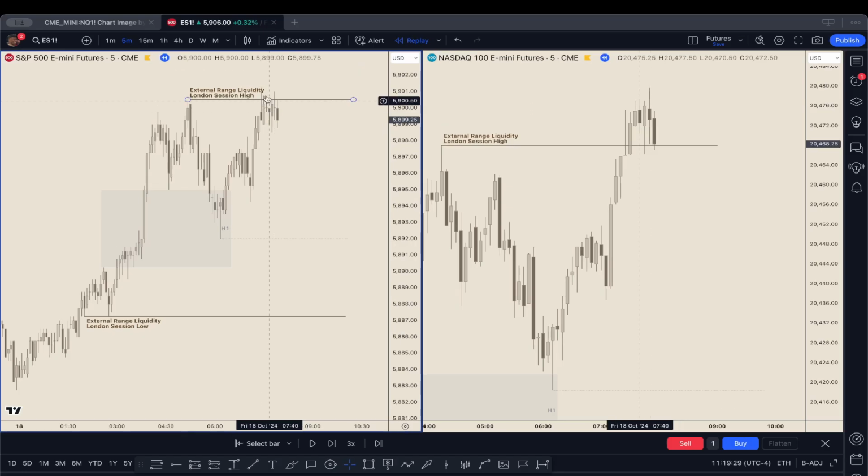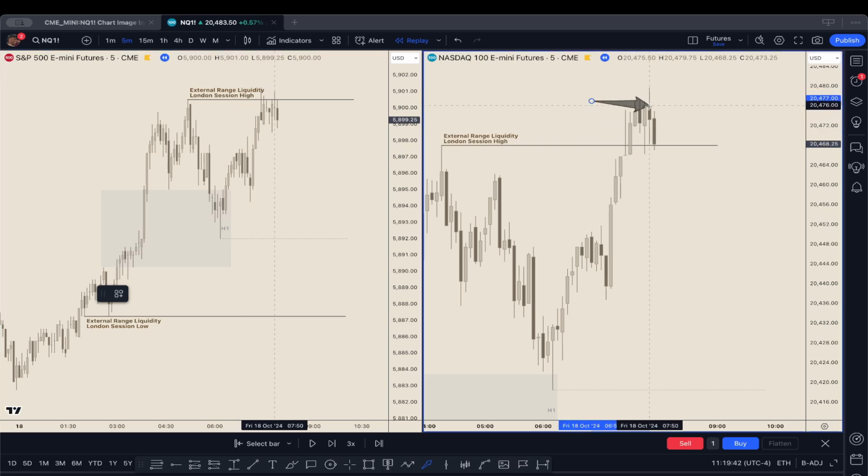All right, so here on the 5-minute, you can see how S&P is just chopping around right underneath London session high, whereas NQ or NASDAQ has actually broken above and started to retest the level, right? So it's around 8 o'clock right here. So I'm going to just hit the play button and show you what happens just prior to 9:30.